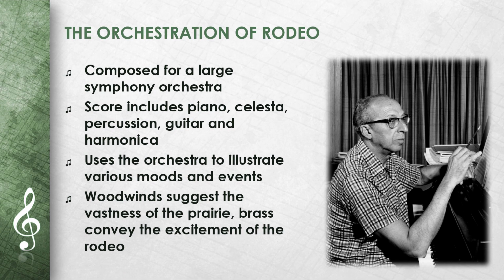Copland composed Rodeo for a large symphony orchestra, which includes piano, celesta and a variety of percussion instruments in addition to the usual instruments. The score also includes a guitar and a harmonica, which evoke the sound of the Wild West. Copland uses the timbres and possibilities of the orchestra to illustrate the various moods and events of the ballet.